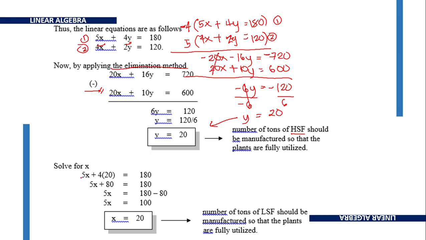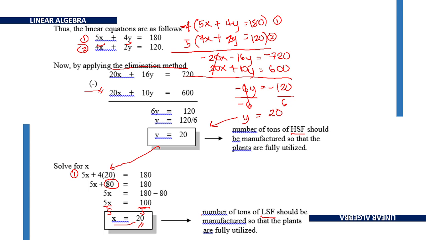So, this is our first equation, right? 5x plus 4y. We just substitute the value of y here. So, we have 20. 4 times 20 is equal to 180. Then, 5x plus 4 times 20 is 80 is equal to 180. Then, let's transpose this 80. So, we have 5x is equal to 180 minus 80. So, 5x is equal to 100. Then, divide both sides by 5. So, we have x is equal to 20. So, 20 tons of low sulfur fuel should be manufactured so that the plants are fully utilized.